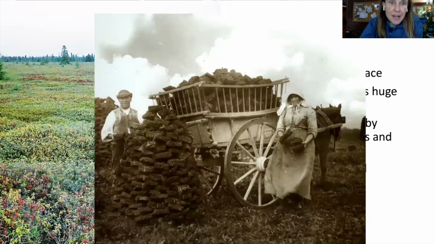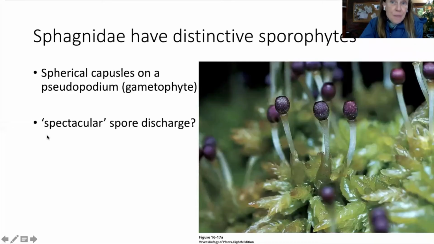Right here, pioneers harvesting peat, and it looks like the 1800s, right? They just dig it up. These little bricks were like bricks of fuel, and they would burn them for heat because they're really carbon dense. So it's a huge source of carbon.